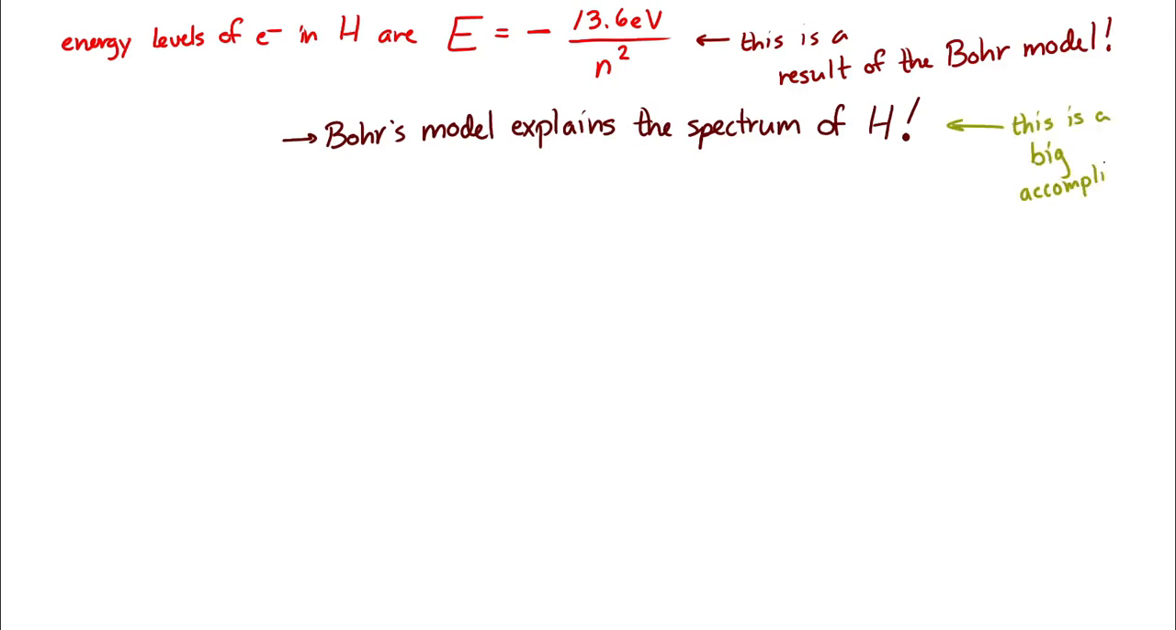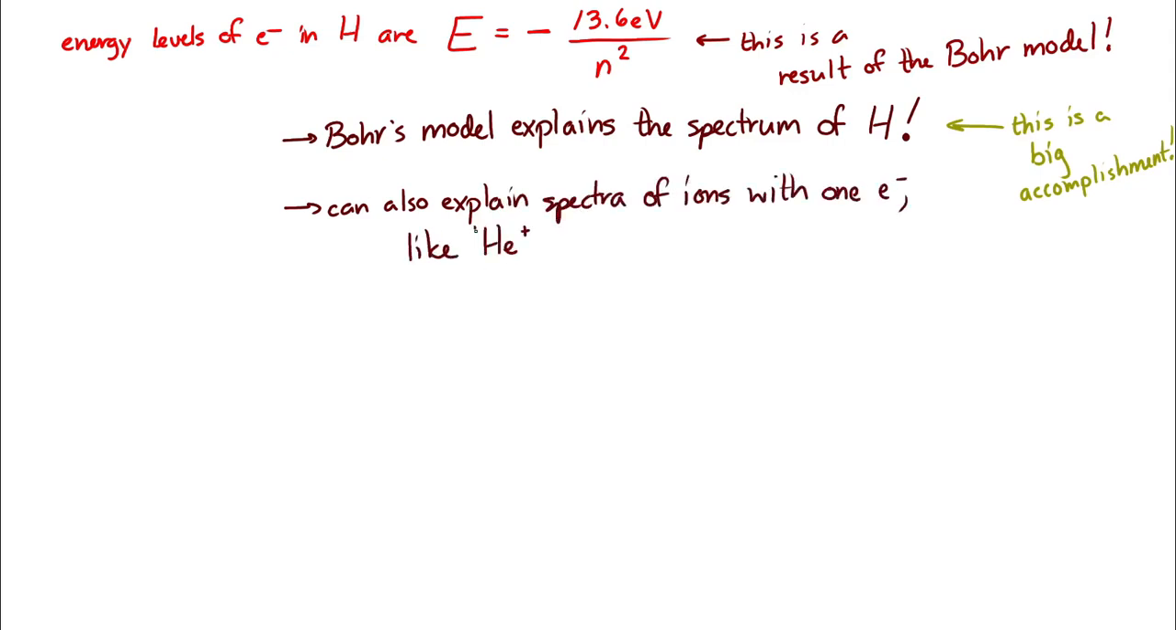Now, it turns out this can also be used to explain other spectra from ions with one electron. So for example, if we had helium, and that helium was singly ionized so that it didn't have 2 electrons, instead it only had 1 electron, the Bohr model also explains its spectrum. So Bohr's model was an enormous success in that it explained the hydrogen spectrum, and it was very heavily accepted.